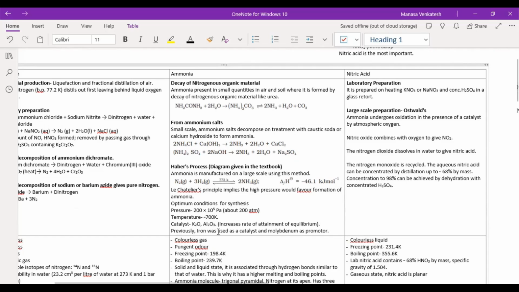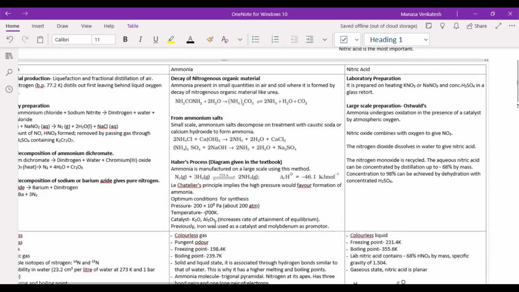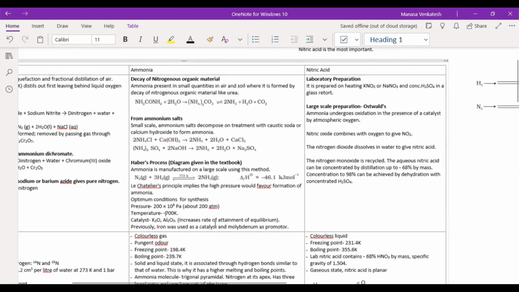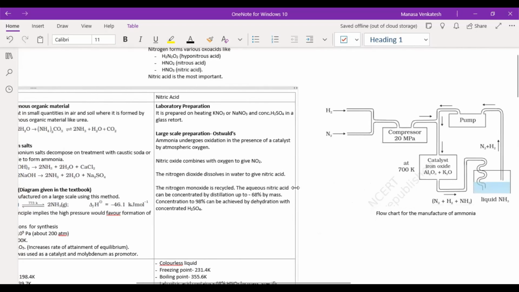It's approximately 700 Kelvin. So the catalyst used over here is K2O and Al2O3. And previously, actually, it was iron which was used as a catalyst, and molybdenum as a promoter. So the diagram is actually given in the textbook for you to just look at it.